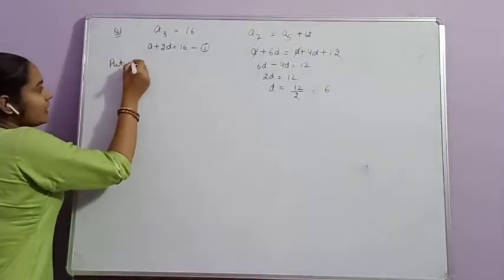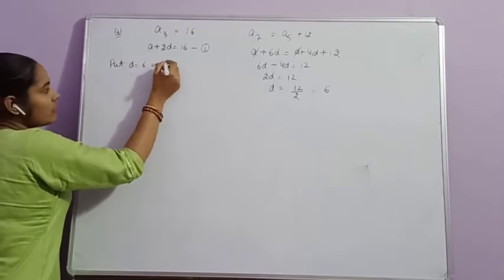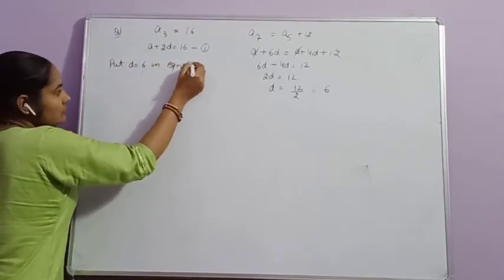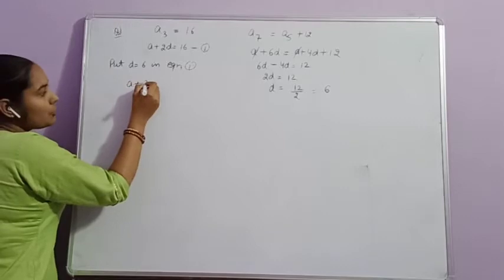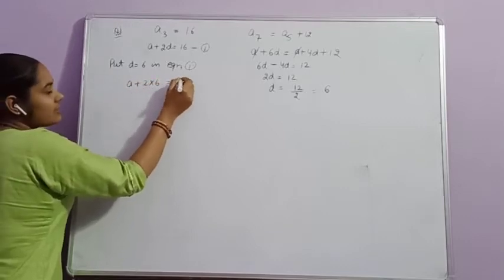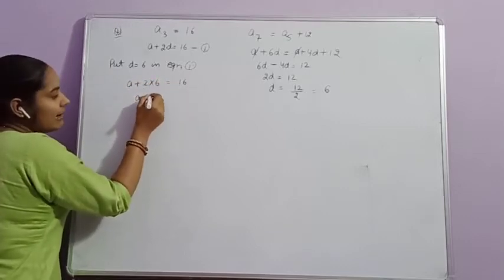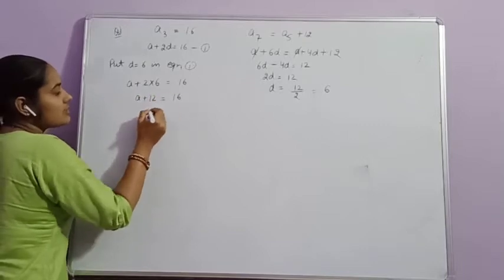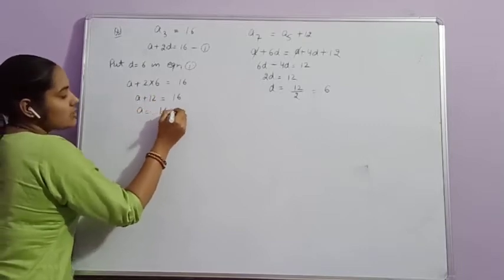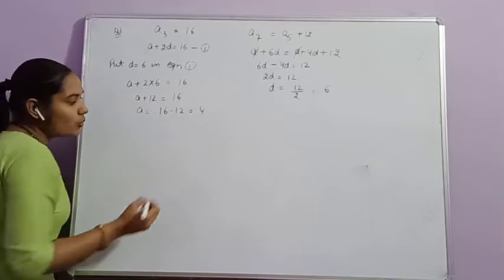Now we can put value of D in equation 1. Put D is equal to 6 in equation 1. A plus 2 into D, D is 6, is equal to 16. A plus 12, that is equal to 16. A is equal to 16 minus 12, that is equal to 4.